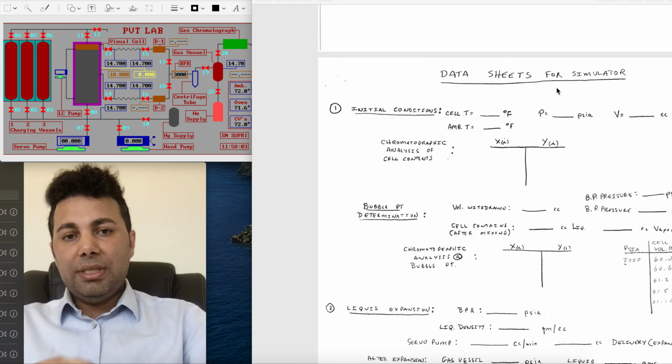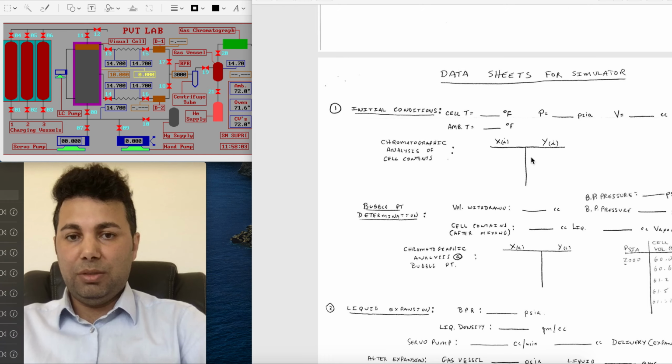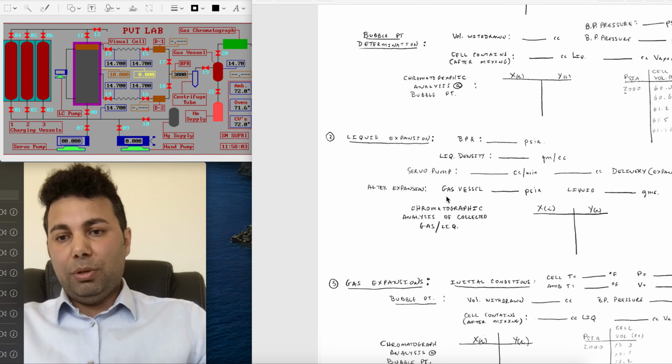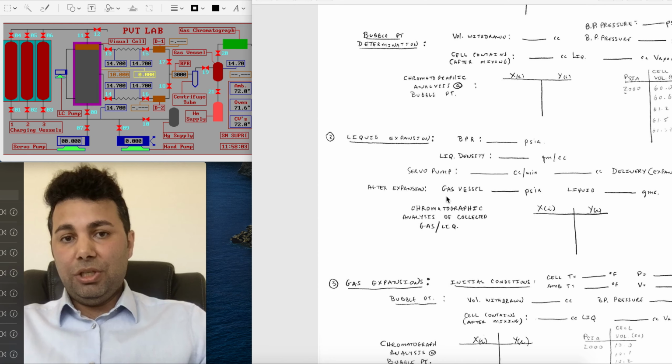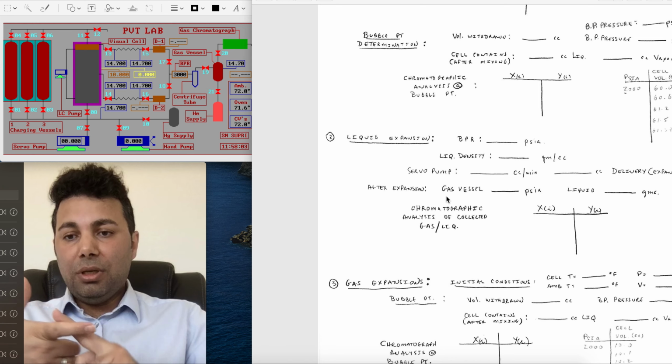When we start this lab, we are going to collect our initial condition: the cell temperature, ambient temperature, initial pressure, and initial volumes. We are going to look at the composition of our cell to make sure that we are working with the right experiment. And then, as I said before, we are going to find the bubble point pressure using the flash vaporization test. In the flash vaporization test, we are going to find the bubble point pressure and the relative volumes.